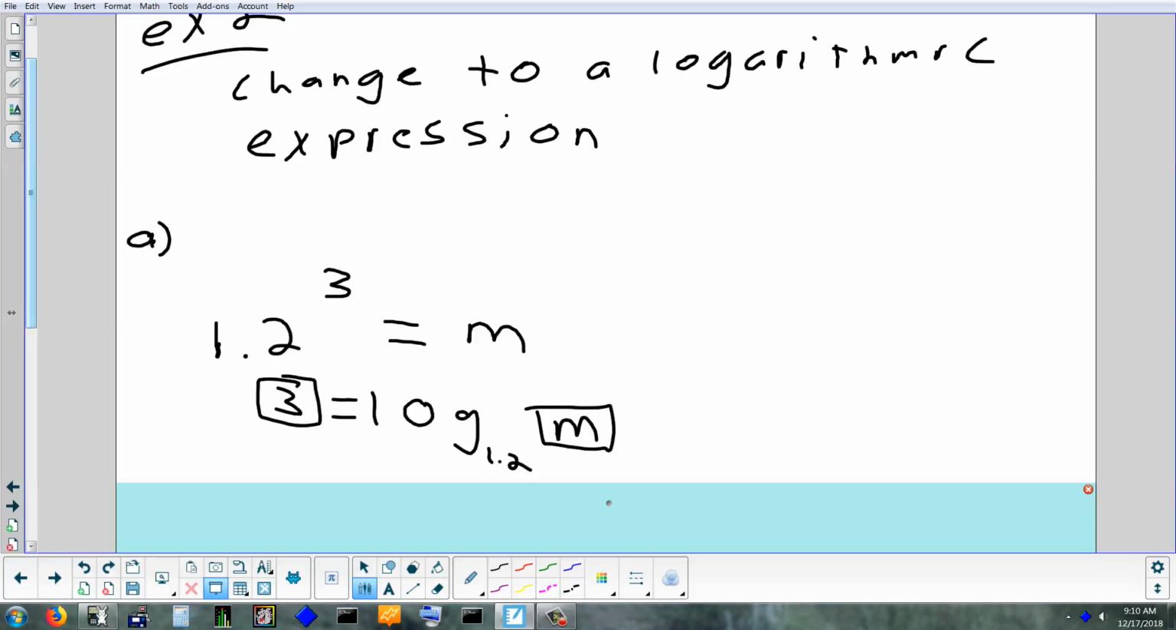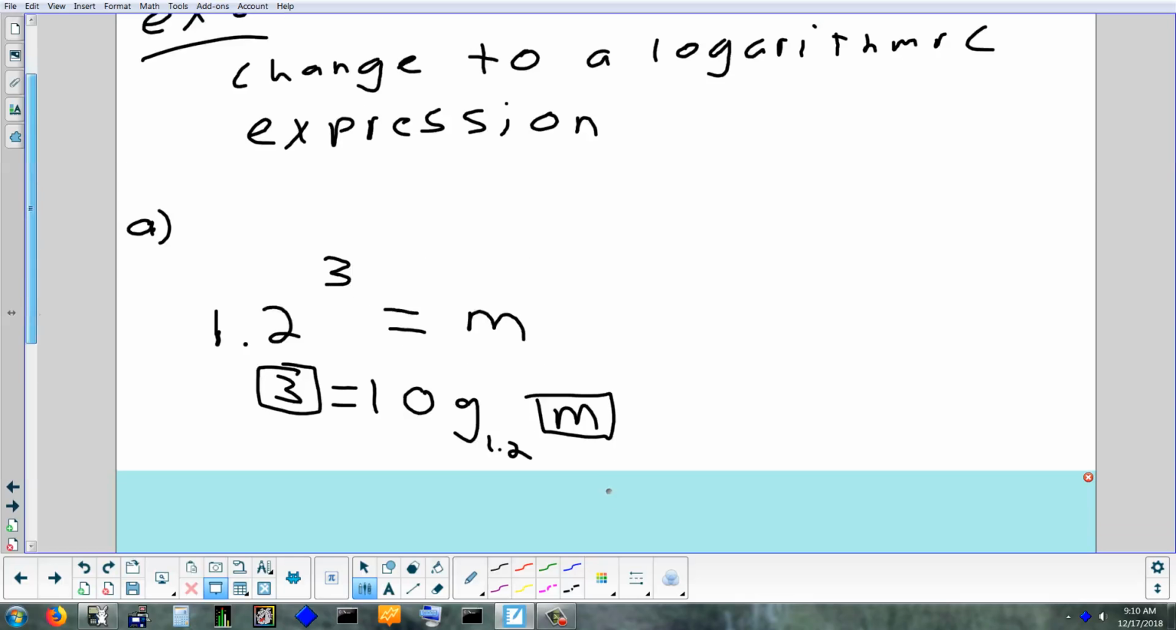Generally, when you have a problem, you just change it. If it's already in log form, you're going to change it to exponential. If it's already in exponential, you change to log. Just change between the two.